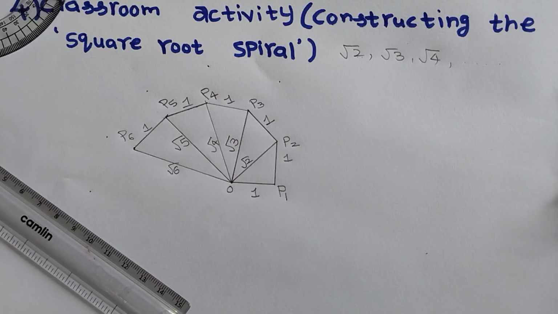In this way, we can continue the process and we can get the square roots in a spiral way.